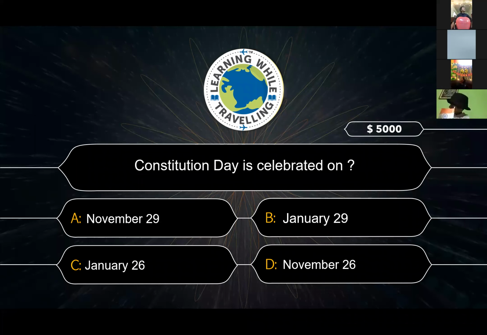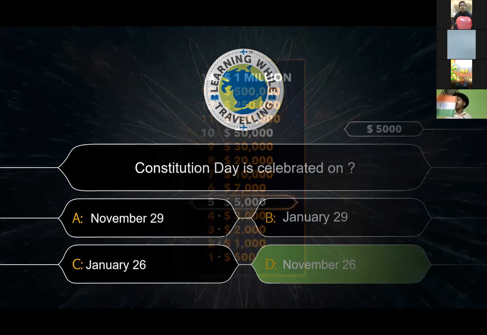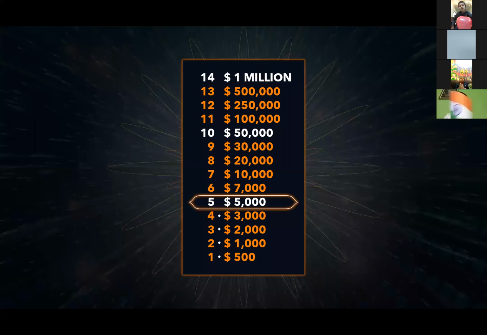Okay, lock option D, let's see if it is correct or not. Correct, B is the correct answer, it's November 26th.